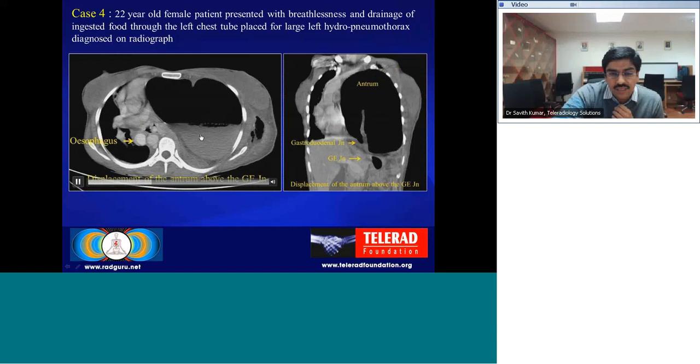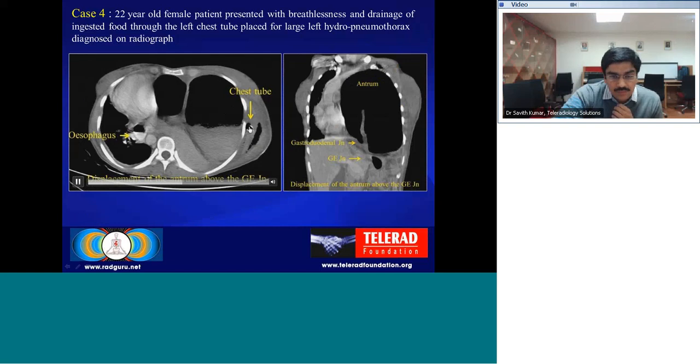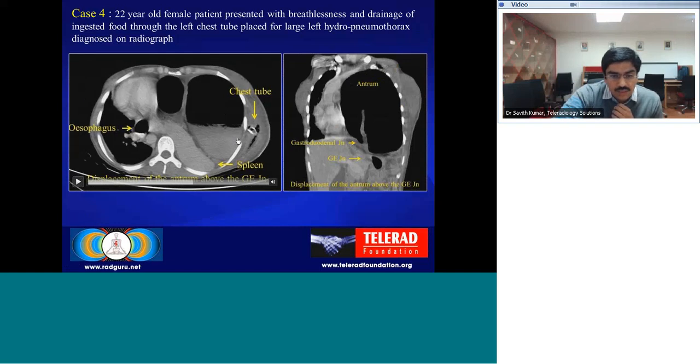On the left side, so this is where we see the chest tube, whose tip is within the distended stomach. So this is the contrast filled distended esophagus. So this is the chest tube, and this is the spleen, which is displaced, and it is along the paravertebral region.